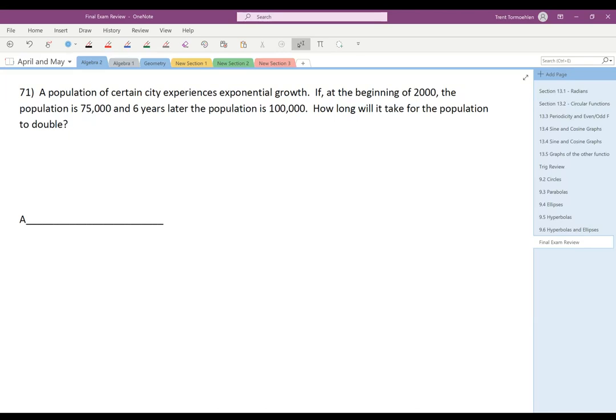For the last one here, a population of a certain city experiences exponential growth. If at the beginning of 2000 the population is 75,000, and 6 years later the population is 100,000, how long will it take for the population to double? There's a couple ways you can do this. You could either use the exponential growth function, P equals P naught e to the rt, or you can use doubling time. And I'm going to go ahead and use the doubling time.